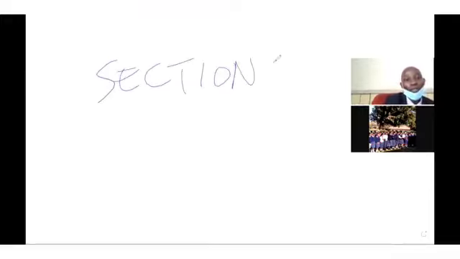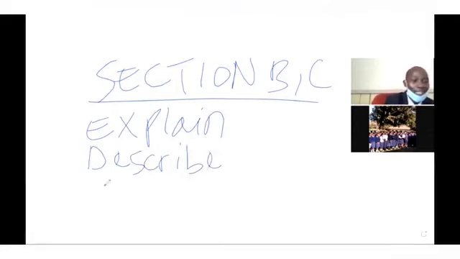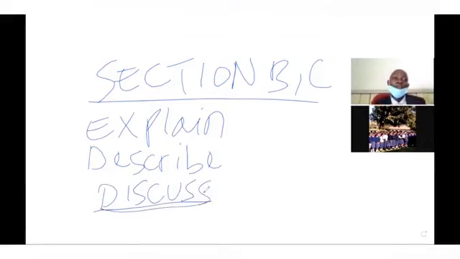Now, when we come to section B and C, there are some terms which are used there. We have explain, which is much used today in East. We have describe, then we have discuss. However, this is not much used because it was used a long time ago.